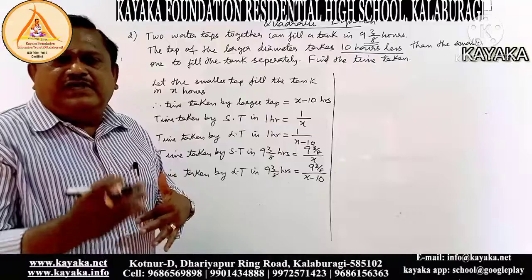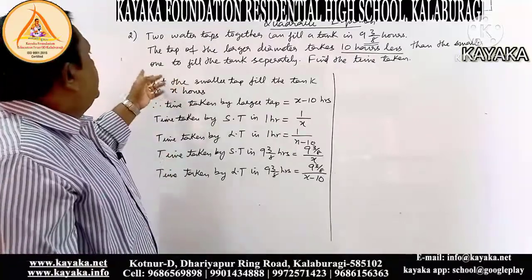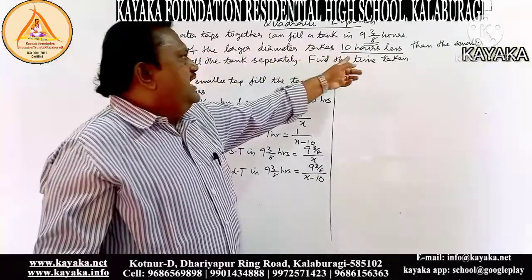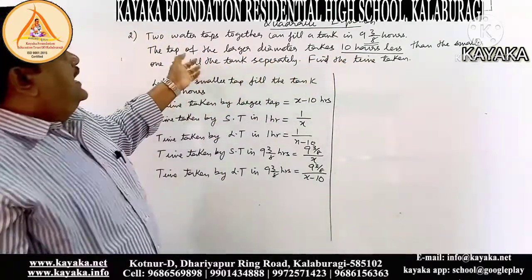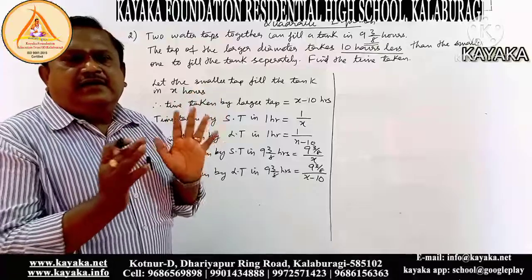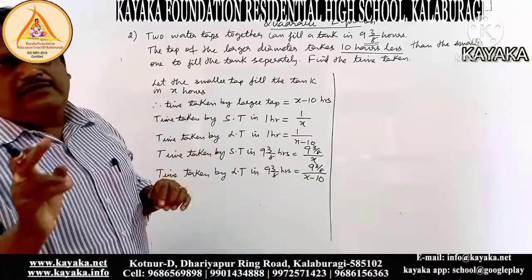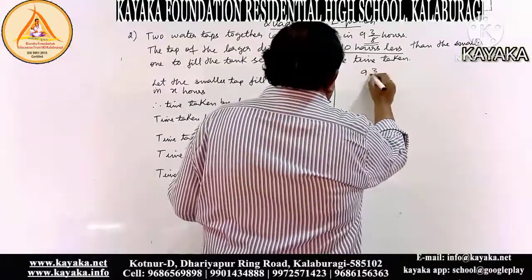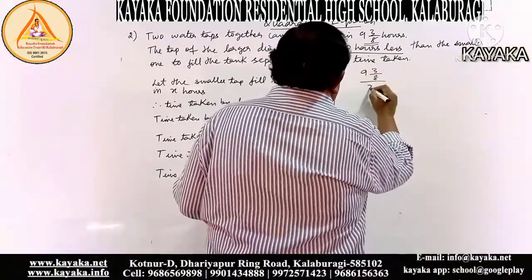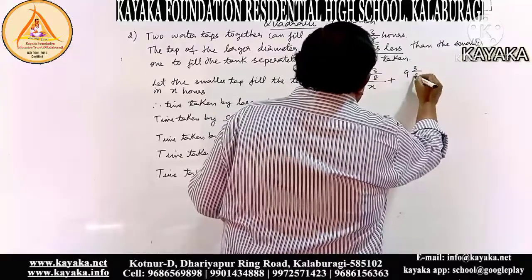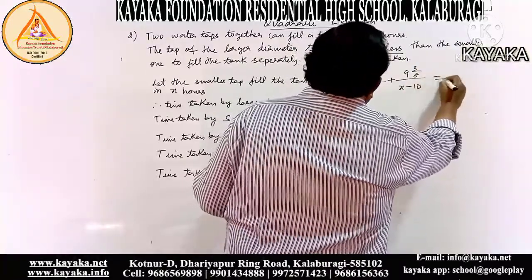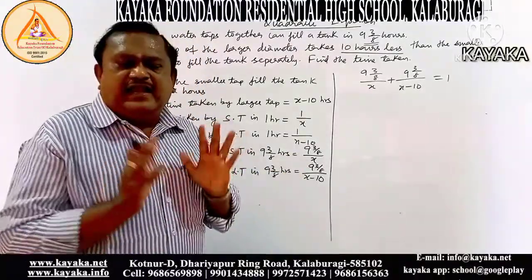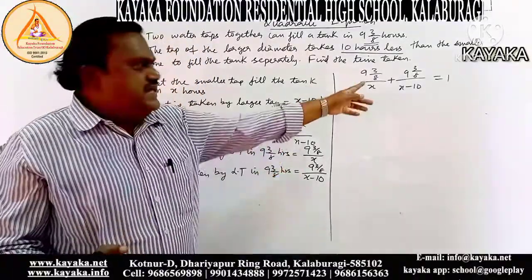Okay, next we have to go for the one more condition they given, that is it takes 10 hours less, and again both fill the tank in some time they have given. Okay, therefore if you just add these two, you will get 9 3/8 divided by X plus 9 3/8 divided by X minus 10 equal to 1. If you add these two times, one tank will get filled up. Okay, that's the meaning for this statement now.